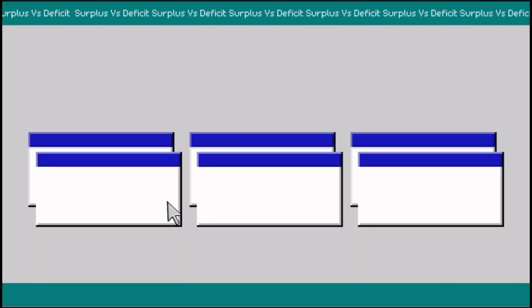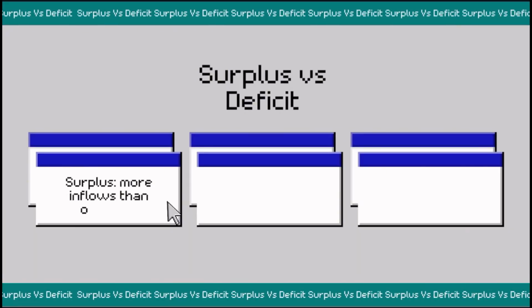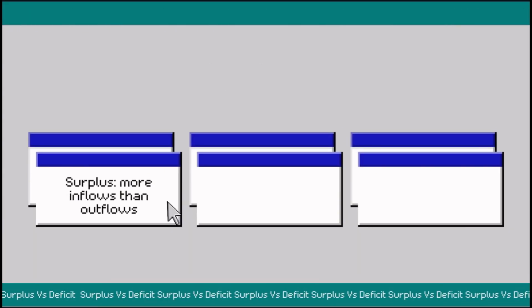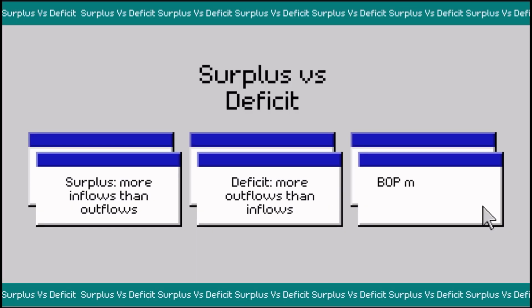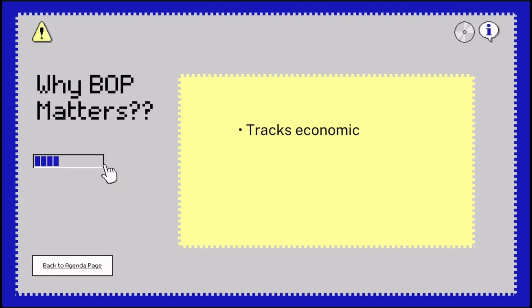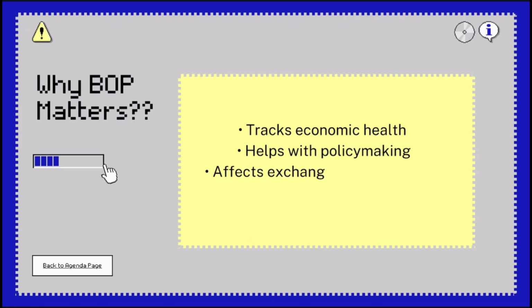Now, if more money comes into a country than goes out, it is called a surplus. If more money leaves the country, that's a deficit. But even if parts of it don't balance, overall the BOP always balances because every transaction is recorded. So why is BOP important? Well, it helps show how strong or stable a country's economy is. It also helps the government make decisions on trade and currency policies. Plus, it affects exchange rates and whether investors see the country as a good place to invest.